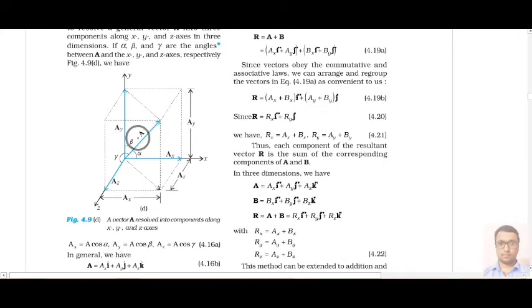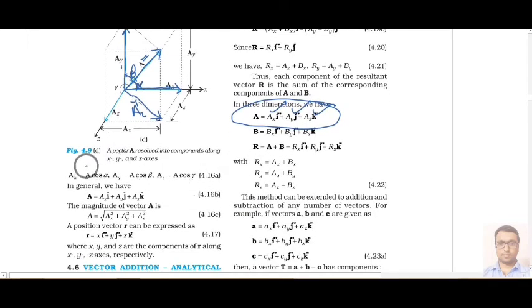Similarly, a vector can be resolved in 3 dimensions as well. Like here we have our vector A and its horizontal component is Ax along x-axis, its vertical component along y-axis is Ay, and its component along z-axis is Az. So we can express any vector in these 3 terms, that is Ax i plus Ay j plus Az k. To get these components, we need these particular angles like alpha, beta, etc. Then only we can take their components.